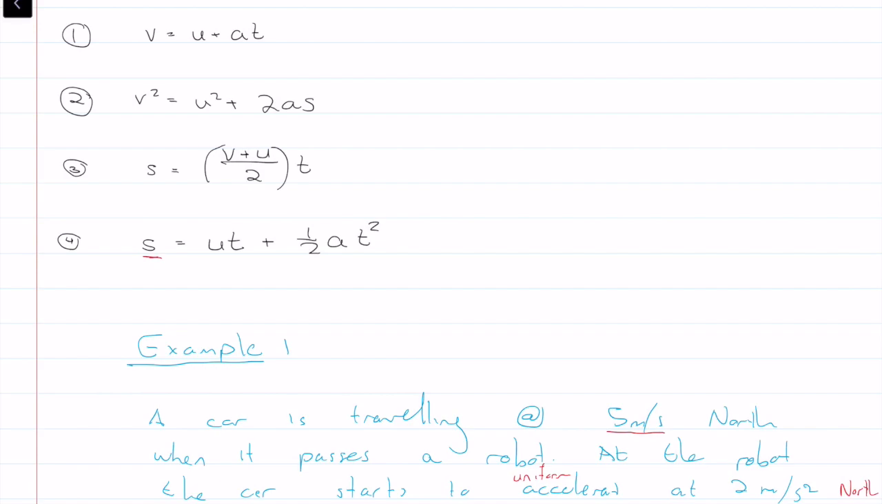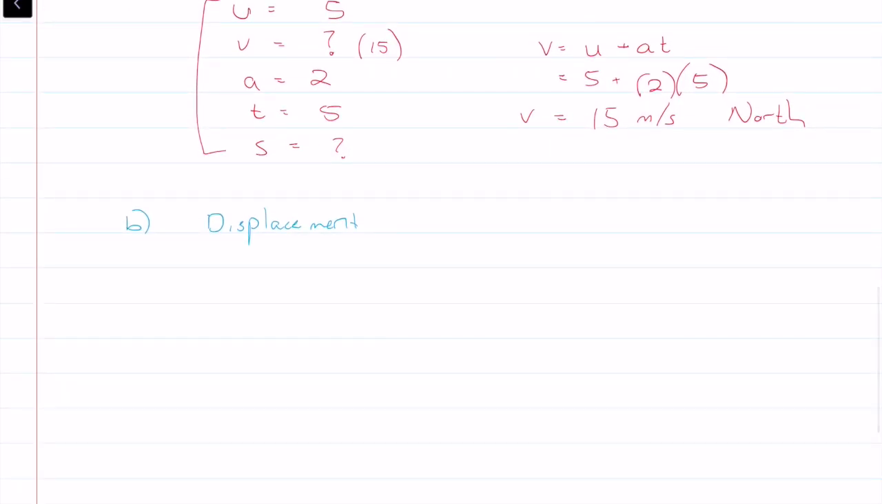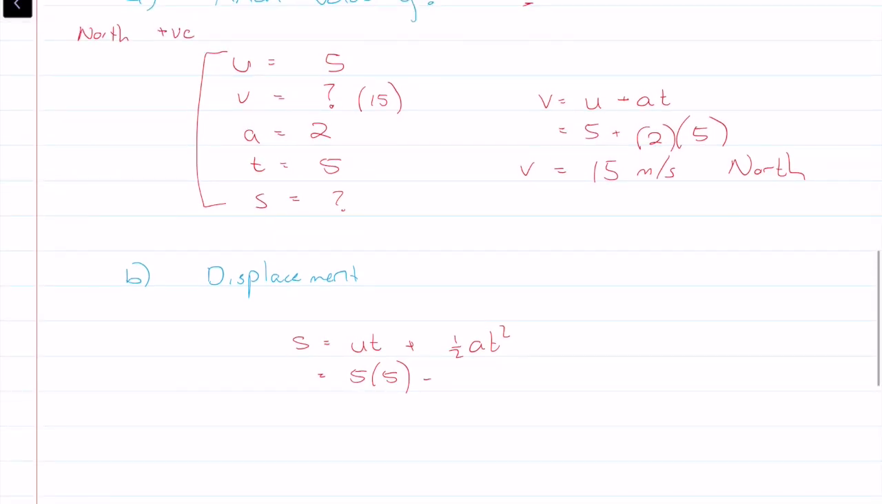Because if I made a mistake in the first part of the question, I don't want that to affect the rest of my question. So I'm going to use the equation S equals UT plus a half AT squared. So U was 5, time was 5 seconds, plus a half times the acceleration of 2 times 5 squared. So S is equal to 5 times 5 plus a half times 2 times 5 squared. And that comes out as 50 meters. And it came out positive, so the direction is north.